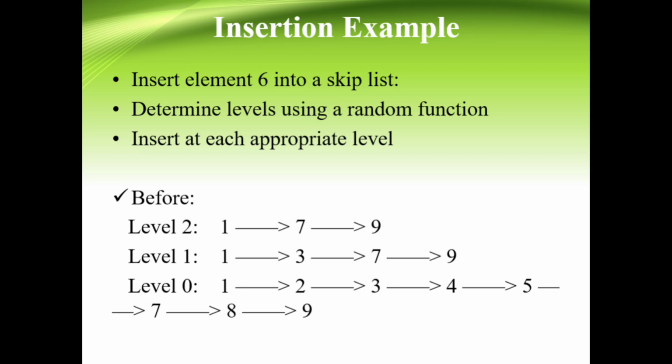Next, once we know the levels, we insert the new node at the appropriate levels. Look at this list before insertion: level 2 contains 1, 7 and 9, level 1 contains 1, 3, 7 and 9, and level 0 contains 1, 2, 3, 4, 5, 7, 8 and 9. At the base level 0, we place the 6 in its correct position between 5 and 7. If the random function also gave it level 1, we add another pointer at that level connecting 3, 6 and 7, and so on for any higher levels. So insertion in a skip list means find the correct position, decide the levels, and then link the new node properly at each of those levels.